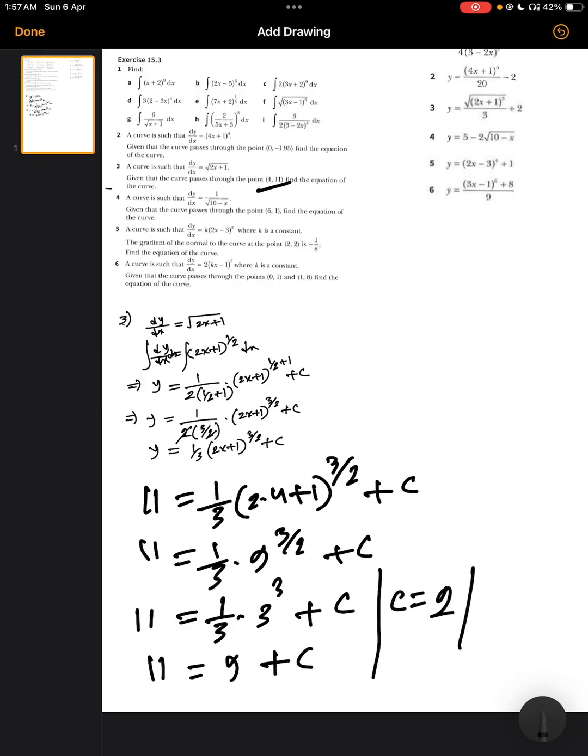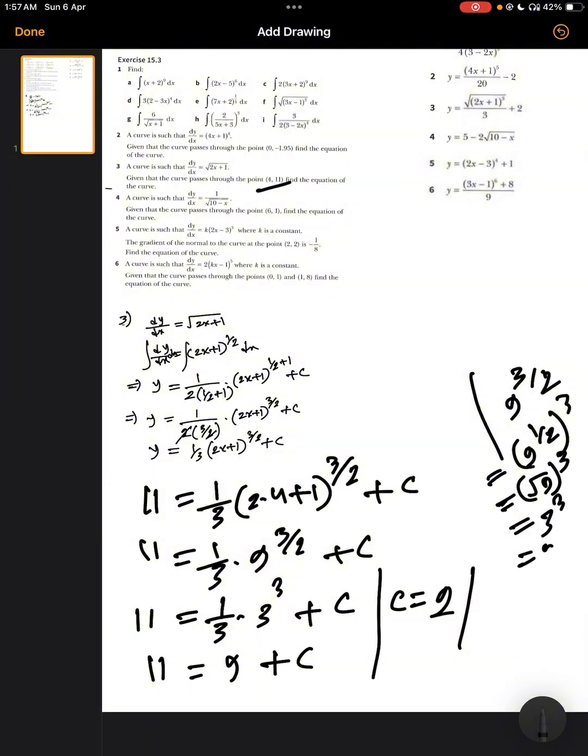That is how I calculated here, right? 9 to the power 3 by 2. Note, it can be written as 9 to the power 1 by 2, to the power 3. So root over 9 is 3, to the power 3 is 27. From this part and from this part, and here is a 3 as a divisor, so it would become 9. So c value is 2.